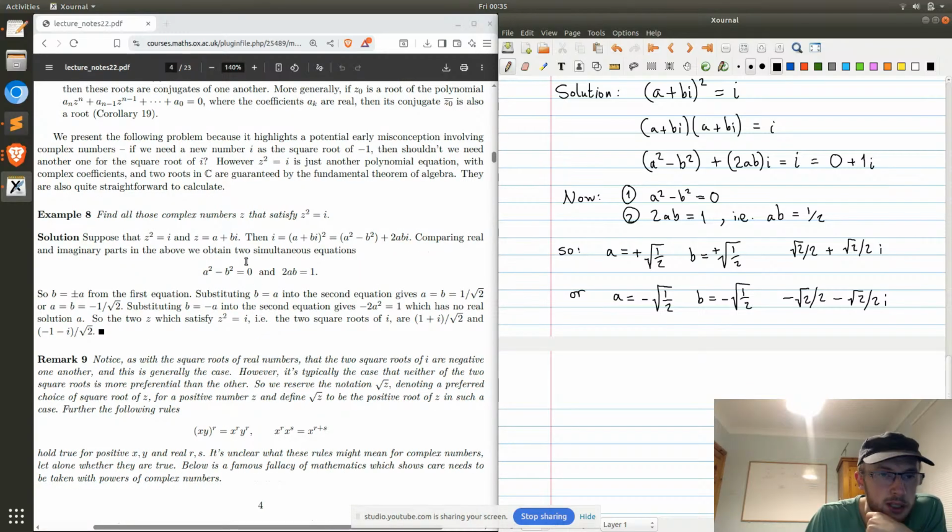Okay, good. They compared real and imaginary parts and they got the simultaneous equations. And b is equal to plus or minus a from the first equation. And then they substitute b is equal to a into the second to get that. And b is equal to negative a into the second to get that. All right, so that's a lot better, a lot more brief, to the point, and good. Okay. So we get something like what I say here.